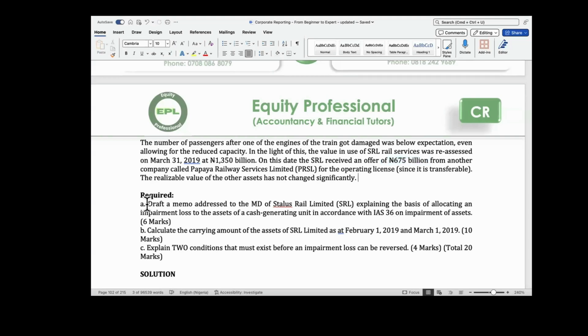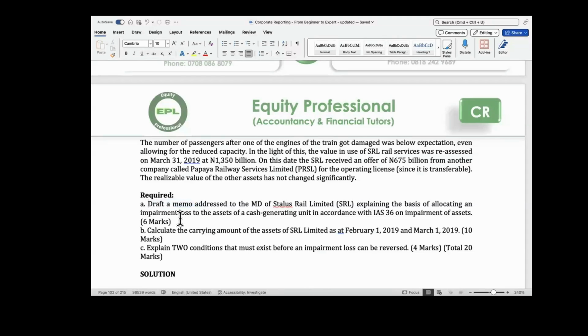Required. A, draft a memo addressed to the MD of Starlux Railway Limited, explaining the basis of allocating an impairment loss to the assets of a CGU in accordance with IAS 36. B, calculate the carrying amount of the assets of SRL Limited at February and March. C, explain two conditions that must exist before an impairment loss can be reversed. Okay, so draft a memo.